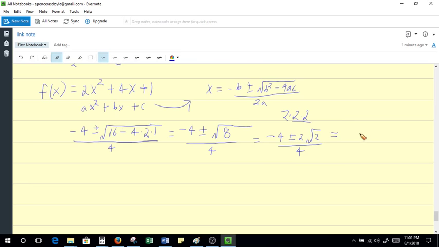That's what we're going to do. So negative 4 over 4 would just be negative 1, plus or minus 2 over 4, which is going to be 1/2. So we just get root 2 over 2. And that would be our roots.